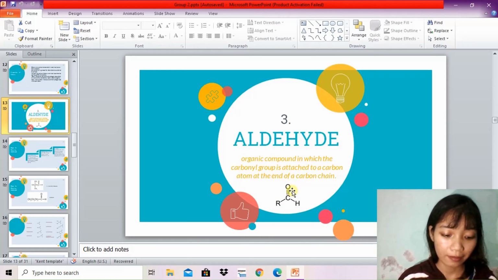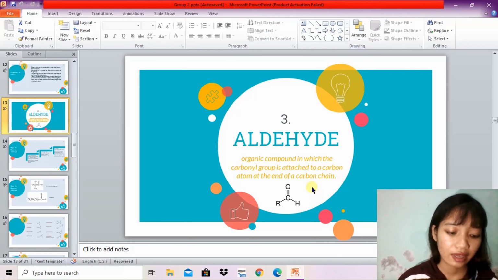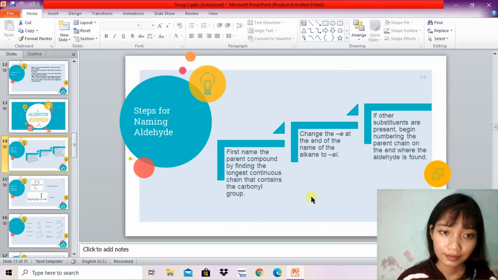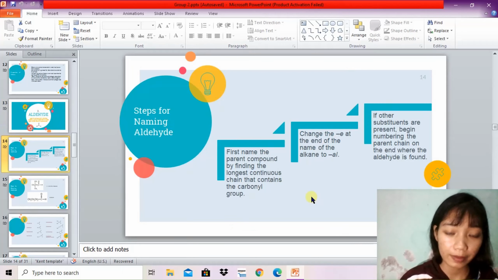Aldehydes are organic compounds which incorporate a carbonyl functional group, C=O. The carbon atom in this group has two remaining bonds that may be occupied by hydrogen, alkyl, or aryl substituents. If at least one of these substituents is hydrogen, the compound is an aldehyde. If neither is hydrogen, the compound is a ketone. So now we move into the steps for naming aldehyde.